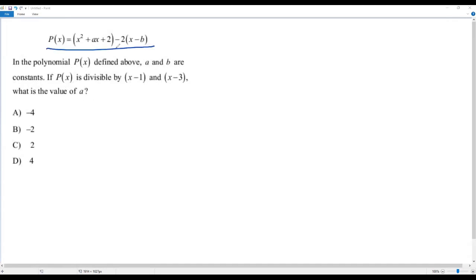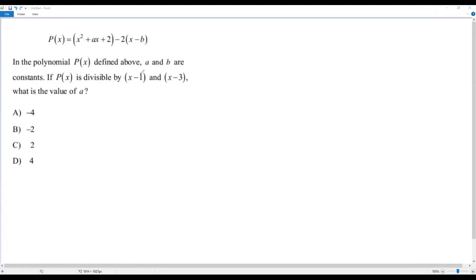Okay, in the given polynomial function, we have to get the value of this constant a. Actually, there are two unknown constants, a and b, and we have to get the value of the unknown constant a. Here there is information that the polynomial function P of x is divisible by two linear expressions, x minus 1 and x minus 3. So here we can use the remainder theorem to solve this problem.